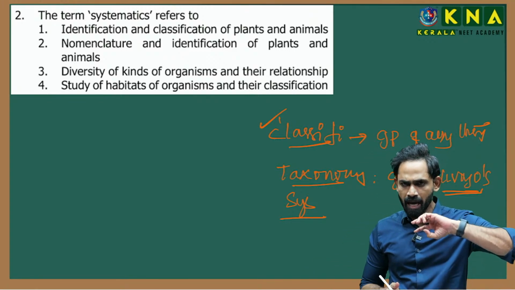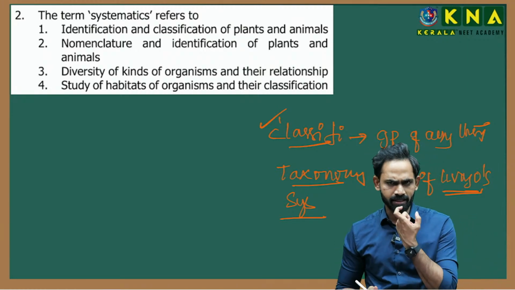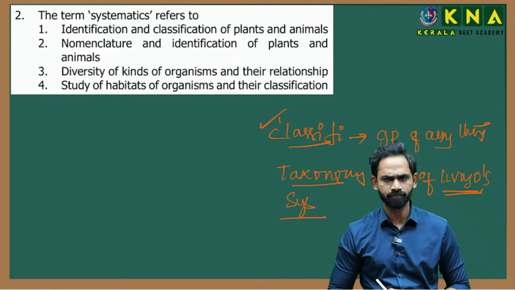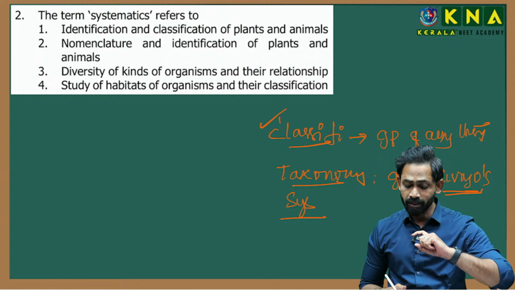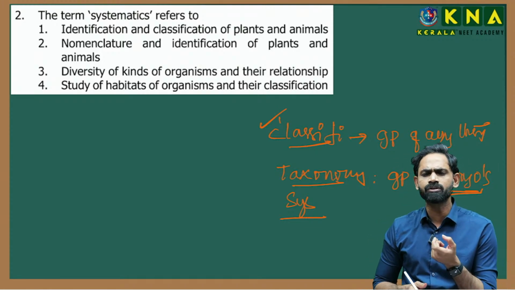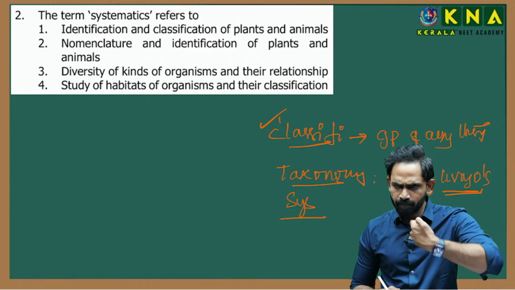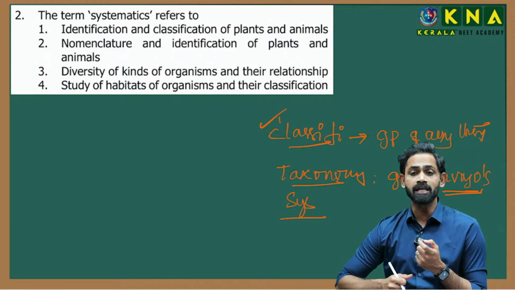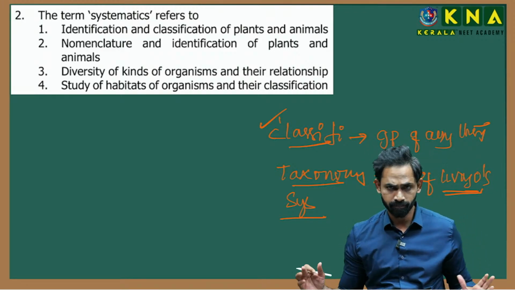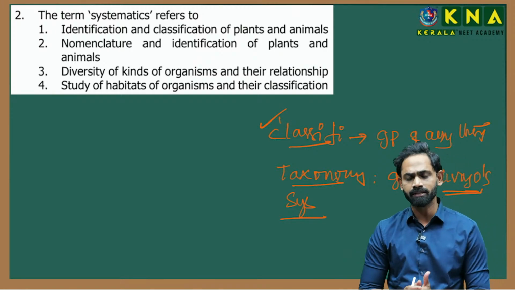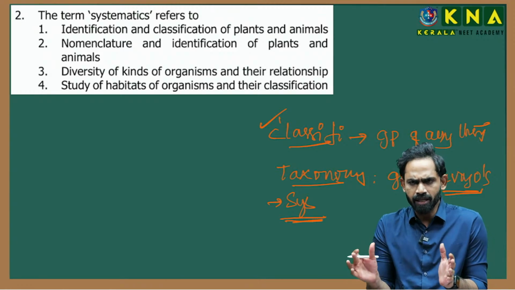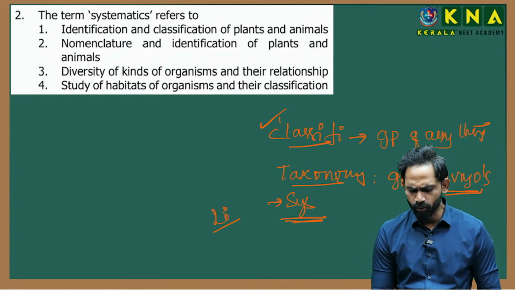Taxonomy is one type of classification. Classification involves grouping of both living and non-living objects. Taxonomy is a grouping of only living organisms. That means taxonomy is one type of classification, but taxonomy is related to classification of living organisms only. Now comes systematics. From the NCERT point of view, Linnaeus used the term Systema Naturae.